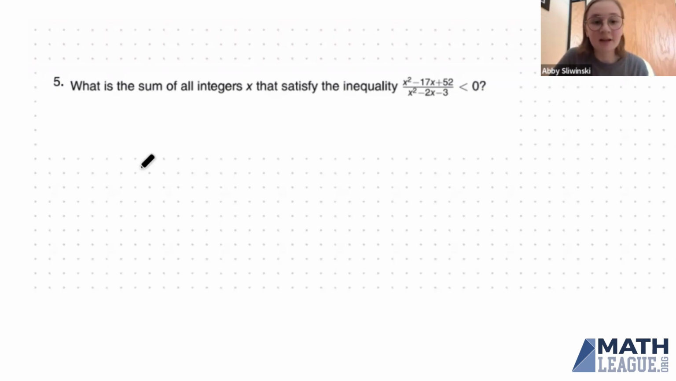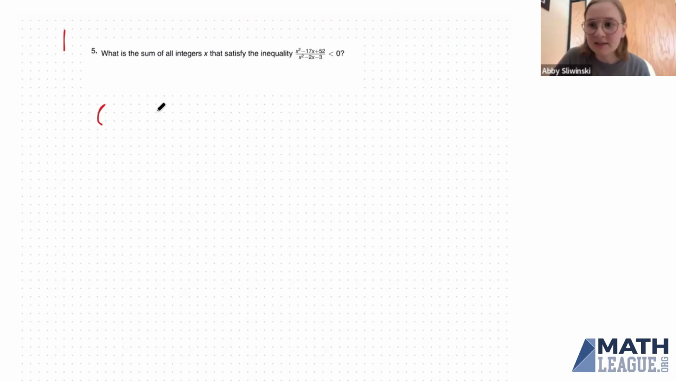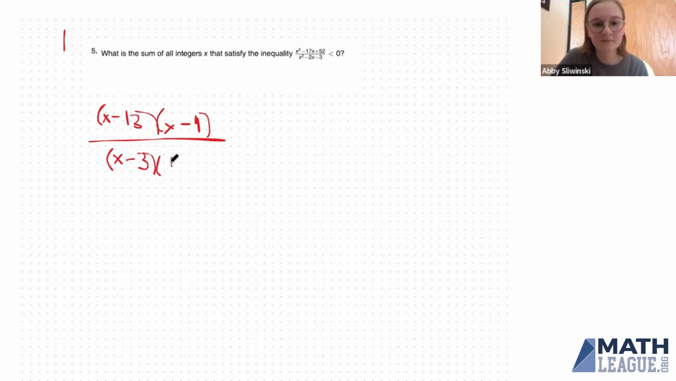So let's try this. We can factor the numerator as (x minus 13) times (x minus 4). Remember that we want numbers that add to our middle coefficient b and multiply to our last number c. So 13 times 4 is 52. And then we can factor our denominator as (x minus 3) times (x plus 1). This is a little bit nicer to look at than our original fraction.